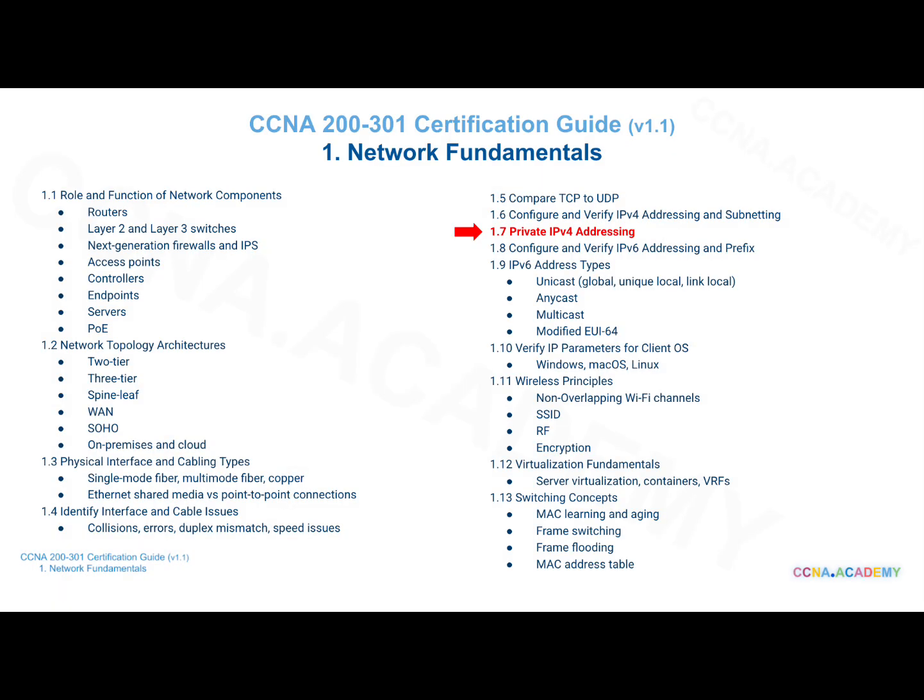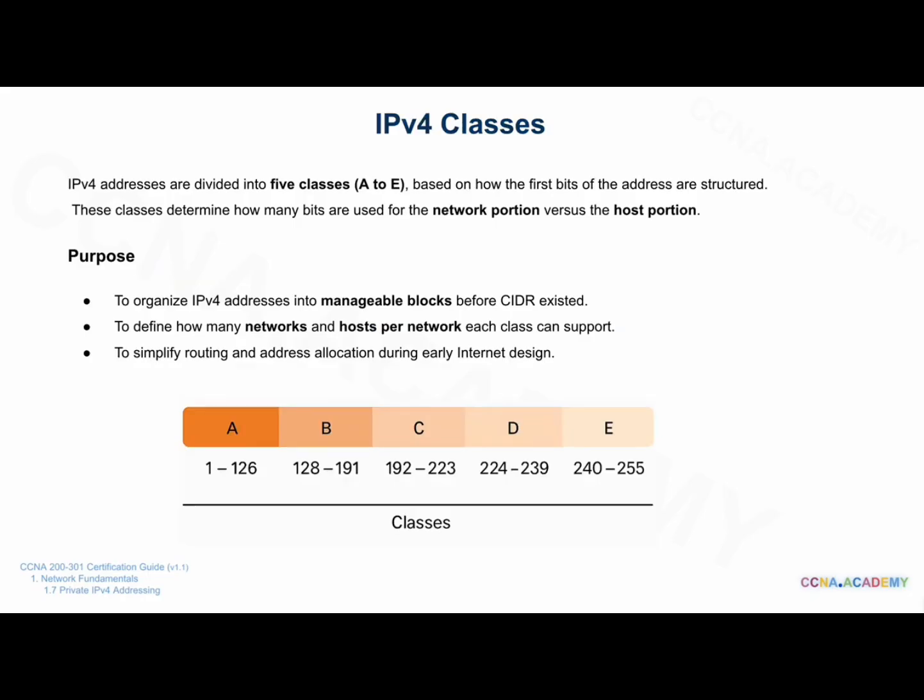Section 1.7. Private IPv4 addressing. Before CIDR was introduced, IPv4 addresses were organized into 5 classes, A through E. These classes help define how many bits belong to the network portion and how many to the host portion. The idea was to make IP allocation and routing simpler in the early internet days.